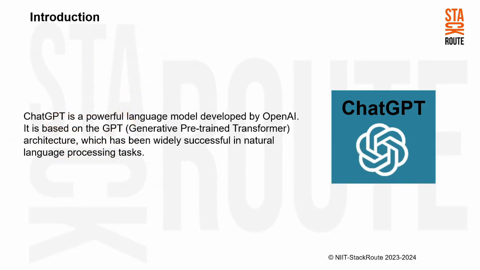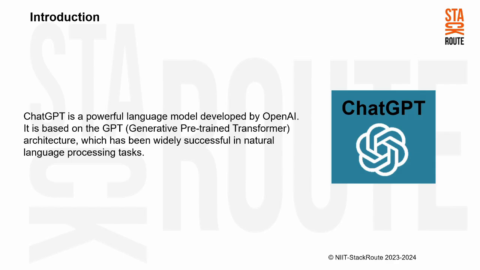ChatGPT is a language model developed by OpenAI. It is based on the GPT 3.5 architecture and is designed to generate human like responses to text prompts. It can understand and generate text in a conversational manner, making it suitable for tasks like answering questions, providing explanation, offering suggestions, and engaging in interactive conversations with users.